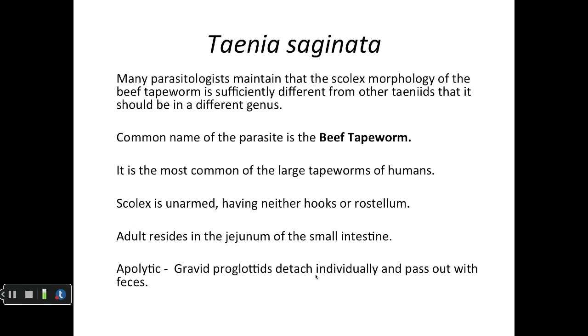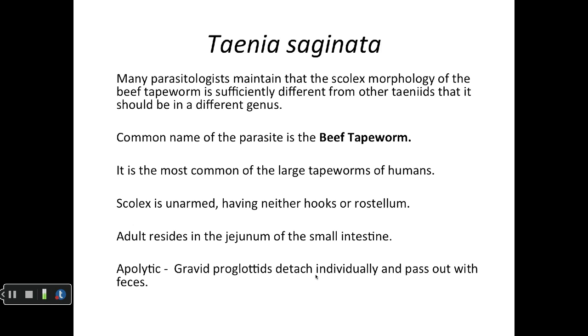There are some parasitologists who believe that the scolex morphology of Taenia saginata is sufficiently different from other taeniids like Taenia solium that it should be in a different genus, but that really hasn't happened in the field, and the textbook actually does use Taenia, and most textbooks in the field, even if they temporarily recommended a different genus, have all gone back to Taenia. The morphological and molecular data supports the use of Taenia as the genus.